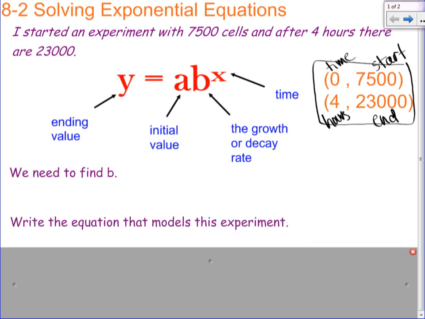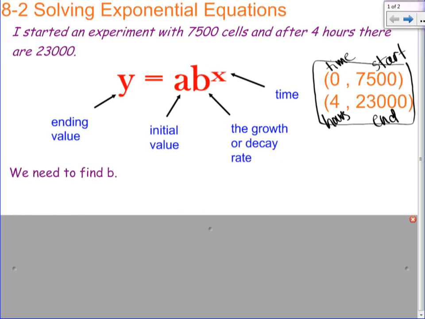So here's how we do this. We need to first find b, so we're going to solve for b. We're going to put our ending value here, our starting value here, and then b raised to the 4th power. How would we solve for b? Divide by that coefficient in the front. Someone tell me what that is?